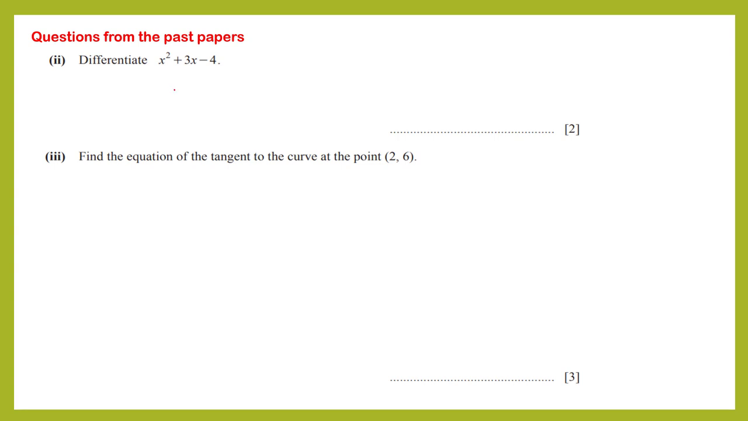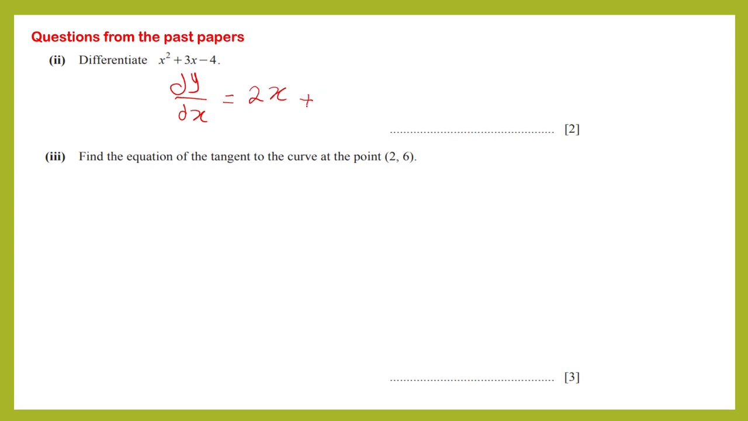How do we differentiate? To find the dy by dx, the first thing you need to do, as I said, is multiply the power by the coefficient. What's the coefficient of x squared? It's 1. 2 multiplied by 1 is 2. Then subtract 1 from this power, so it will be x to the power of 1, and no need to write 1. Here we have plus 3x.